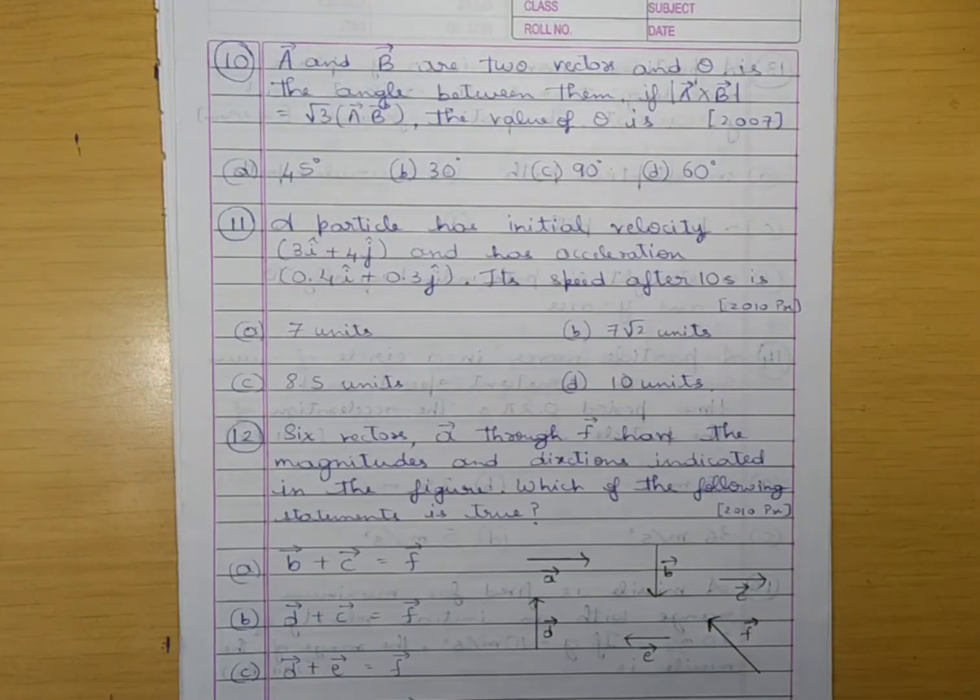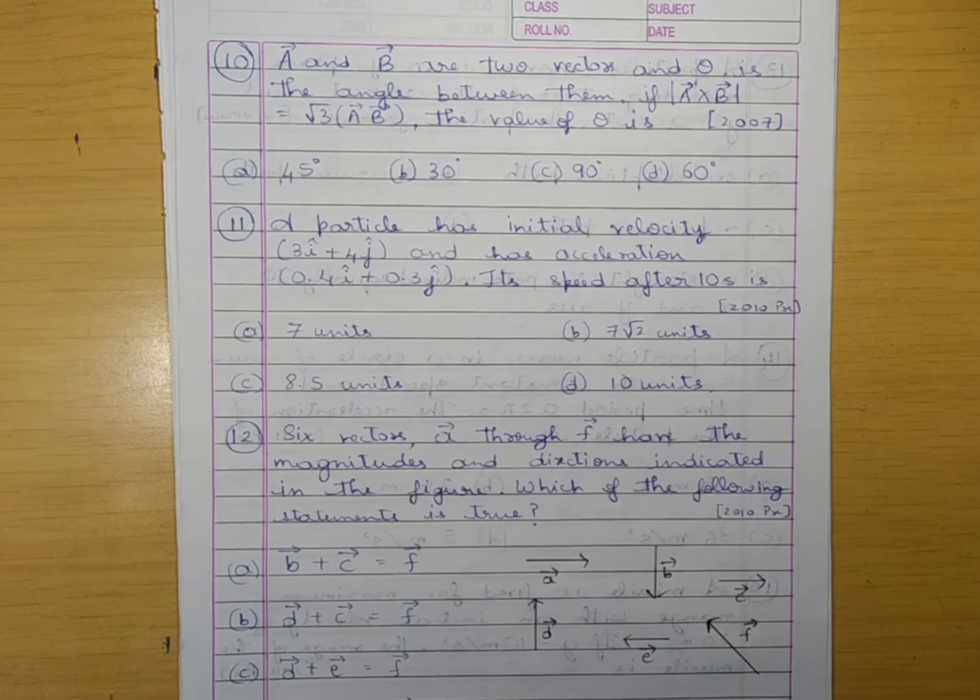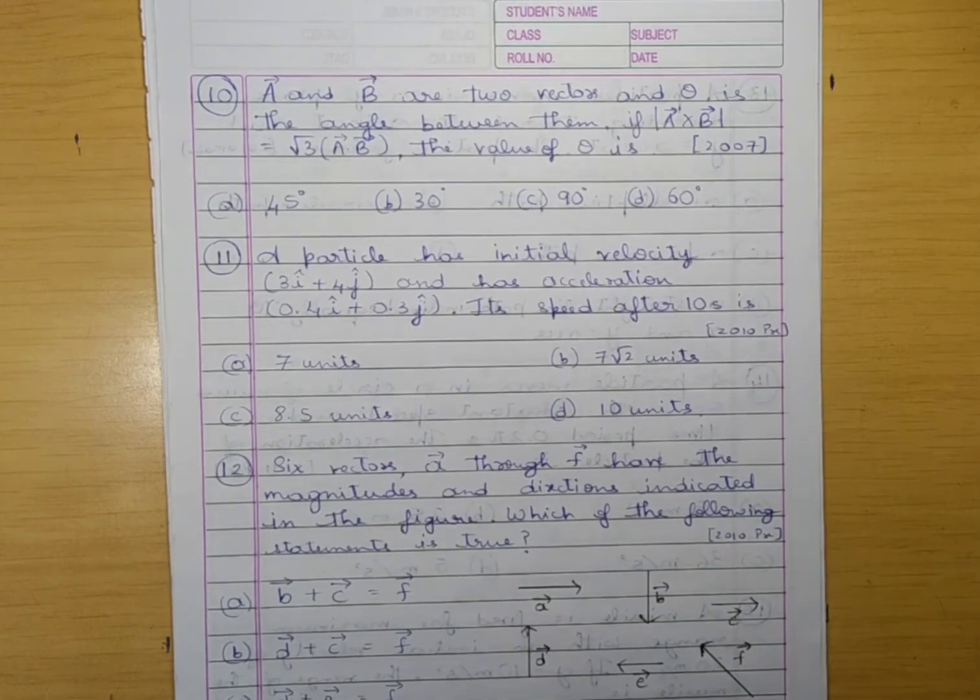Question 10. A and B are two vectors and theta is the angle between them. If the magnitude of a cross b is equal to root 3 times a dot b, the value of theta is.